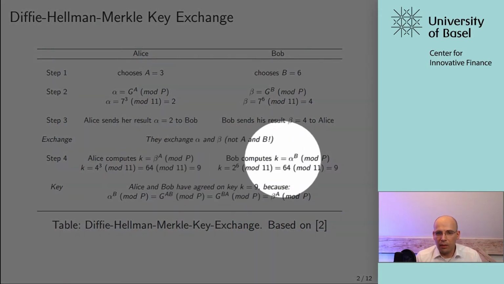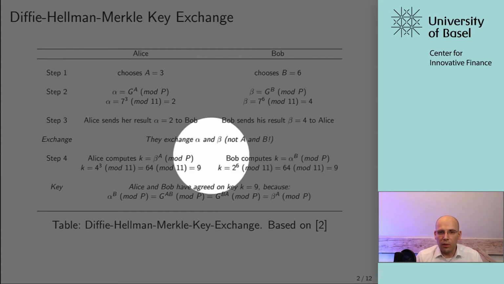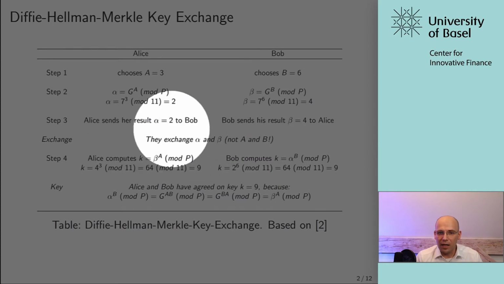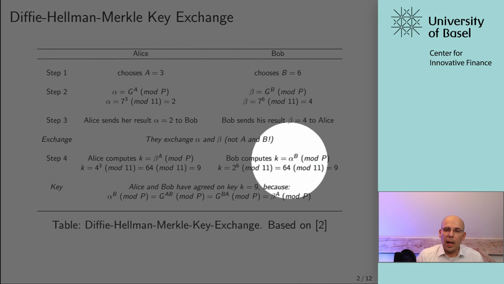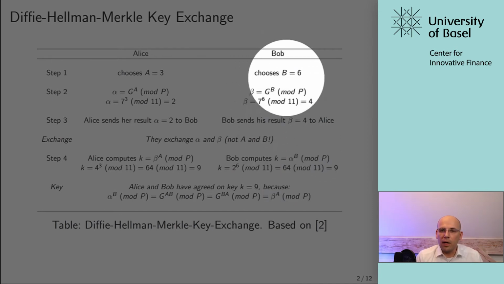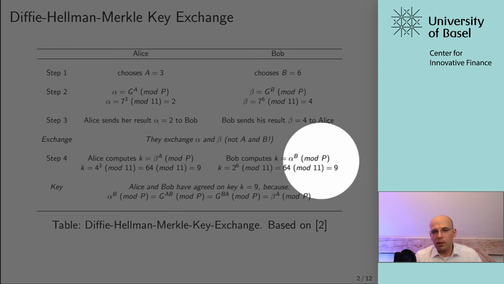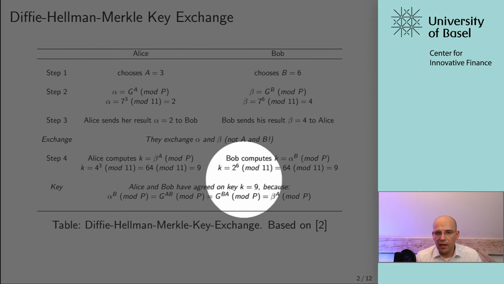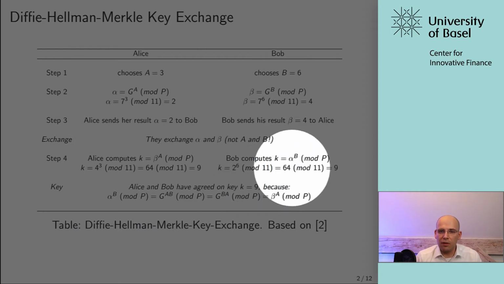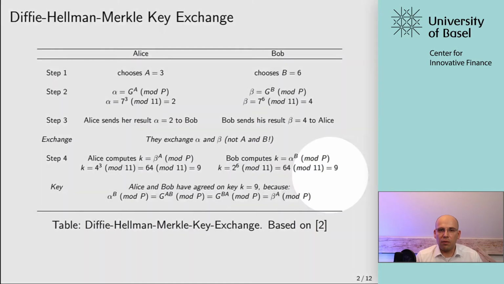And Bob, on the other hand, is going to use alpha to the power of B. Alpha, the value he received from Alice. Alice sent him the alpha value earlier. B, his private number, the one he has chosen initially and hasn't shared with anyone. And everything mod P once again, so we have K equals 2 to the power of 6 mod 11, which is 64 mod 11, which is again 9. And as you can see, they both come up with the same number.